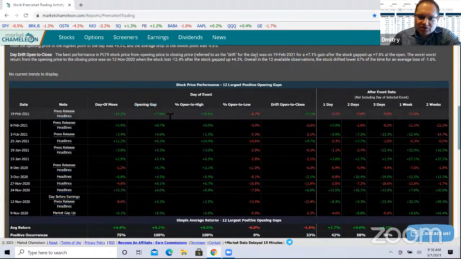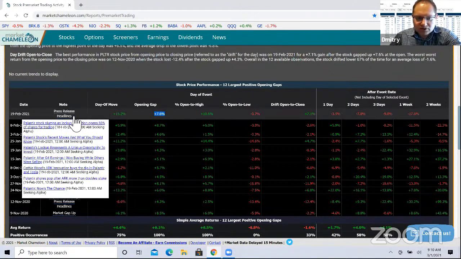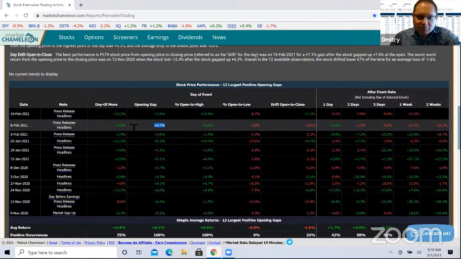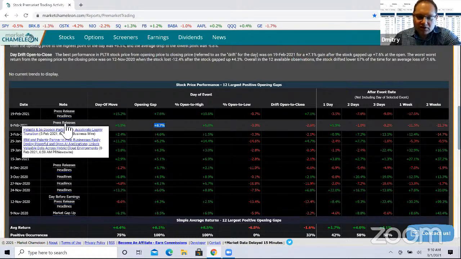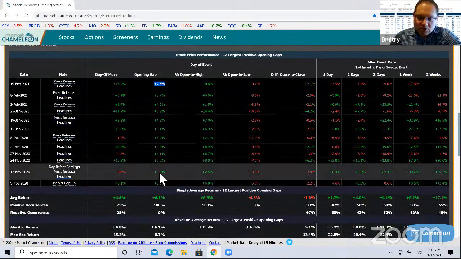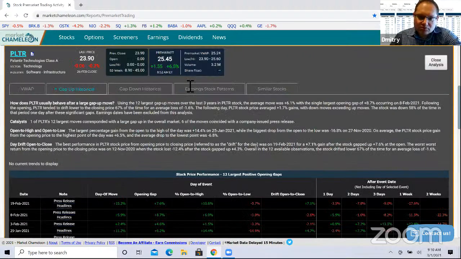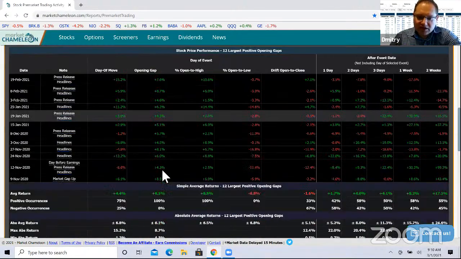Opening gap moves. So we could see here 7.6% up on February 19th. If you go over here, you can read any of the catalyst news behind that move. 8.7% move on February 8th. Again, hover over there and you could read about the news here. On average, its 12 largest gap moves average 6.1%, which is kind of what we're seeing today.